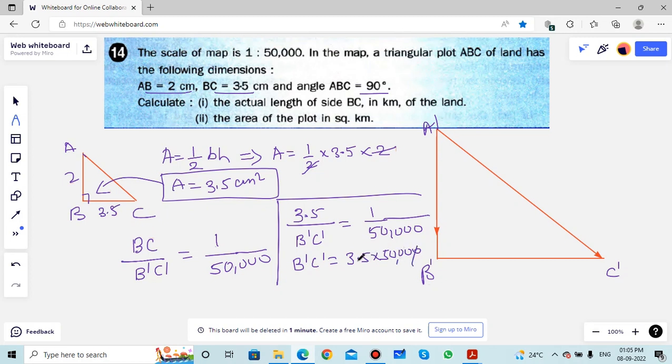And if you do 1 0, the decimal will come here, and whatever comes you multiply and then write it there. So let's see what the multiplication value comes as. 35 into 5,000, right? 175, it's coming as BC. B dash C dash is equal to how much? 175,000 centimeter only.